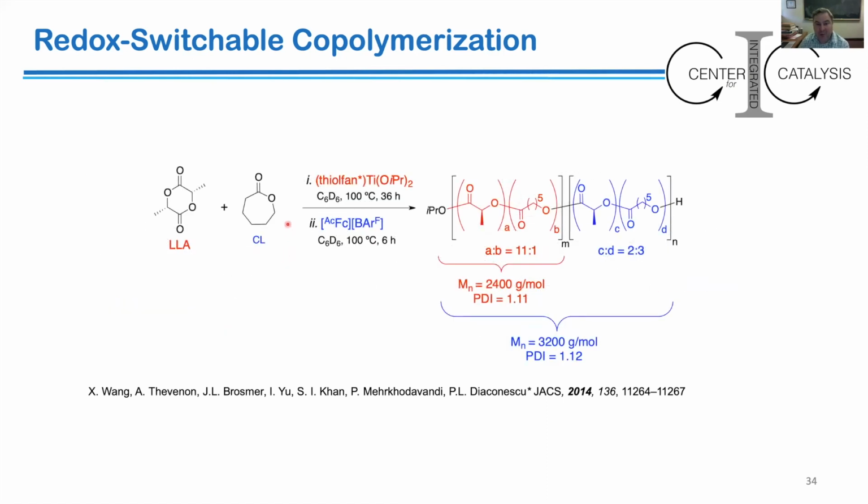And when she does the copolymerization, she can make these very interesting block copolymers that have predominantly polylactic acid when the catalyst is in the reduced state, and then kind of a random copolymer of polylactic acid, or I guess it's a gradient copolymer, excuse me, of polylactic acid and polycaprolactone, which is really cool.